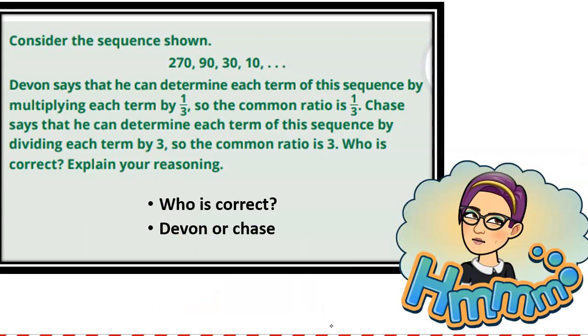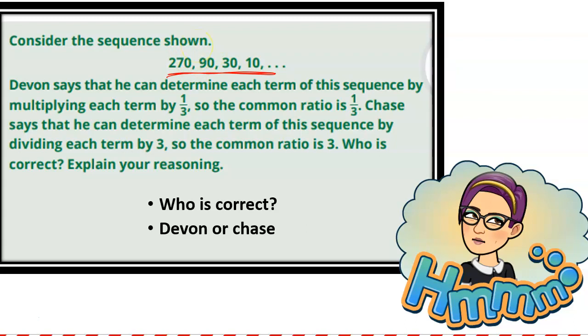All right, consider the sequence shown: 270, 90, 30, 10. Devin says that he can determine each term of this sequence by multiplying each term by 1/3, so the common ratio is 1/3. Chase says that he can determine each term in this sequence by dividing each term by 3, so the common ratio is 3. Who is correct? Explain your reasoning. Let's look at our sequence. They're talking about multiplying and dividing, so that tells us that this is a geometric sequence. And it's going down. It's getting smaller and smaller, so we're probably dividing. So we can try it out.